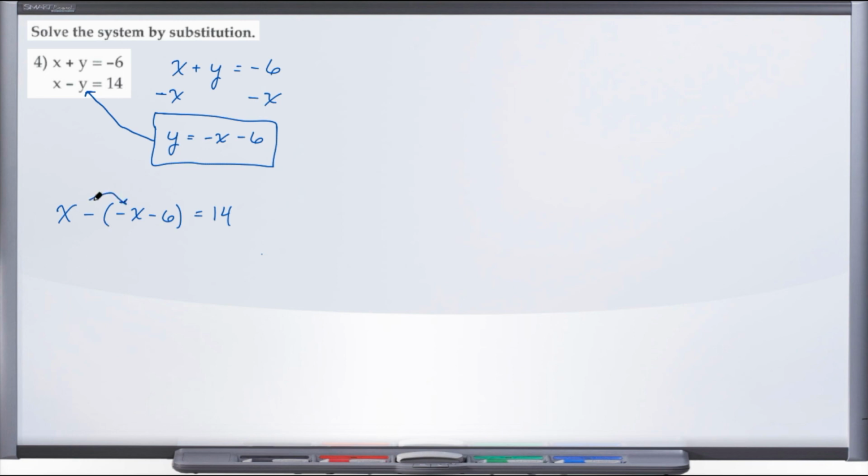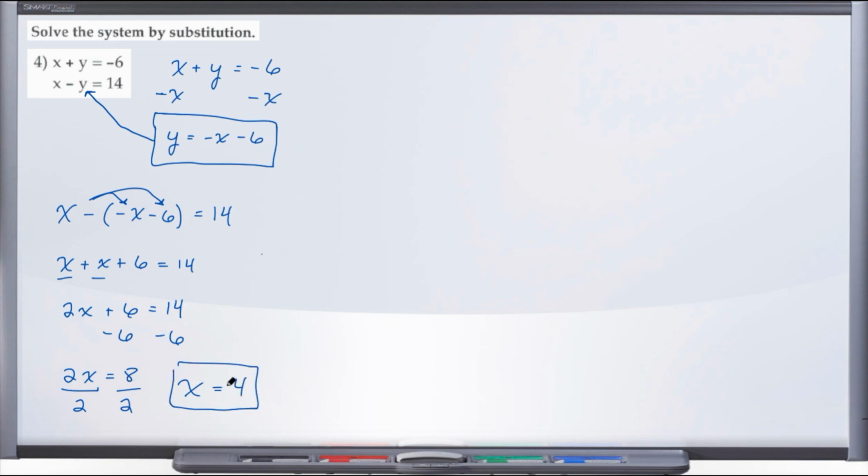And now we'll go ahead and distribute this negative sign through. So we have x, well, negative times negative gives us now a plus x, and negative times -6 gives us a plus 6, and equals 14. Let's go ahead and combine our like terms. So x plus x gives us 2x plus 6 equals 14. And now solving for x, we'll go ahead and subtract 6 from both sides, leaving us with 2x equals 8. And now our last step, we'll divide by 2, and so x equals, well, 8 divided by 2 is 4.